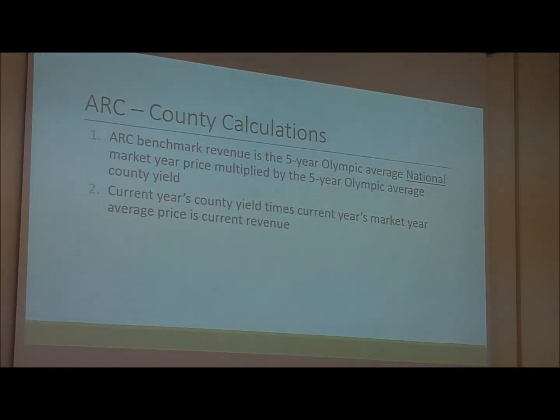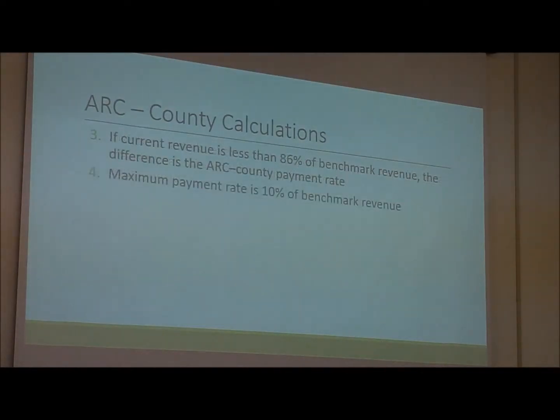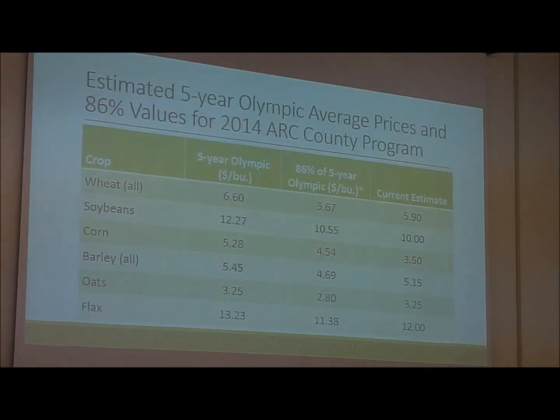If it's at least 14% less, then there's a payment trigger, to a maximum of 10% of the benchmark. There is that 14% deductible, if you want to call it, or shadow loss, that is not covered. But then the ARC payment kicks in at 86% of the benchmark, and it ends when the revenue falls to 76%. Maximum rate then, of course, is 10%. This table can be somewhat misleading, but it never stops me from using it. The most important thing is right here at the bottom that you probably can't read.